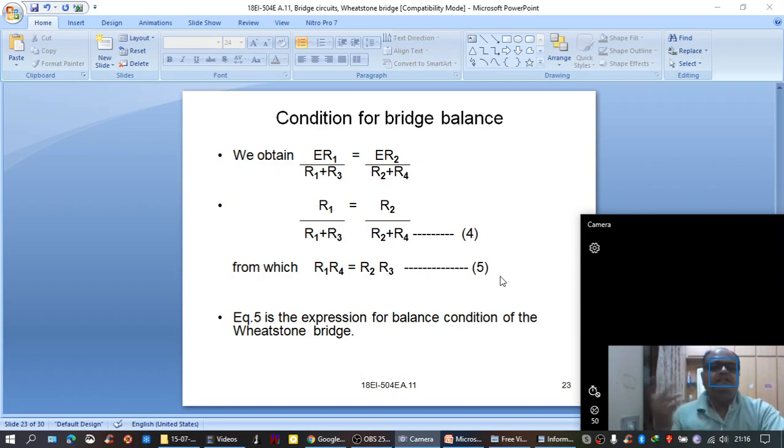This can be directly obtained from the basic equation we have derived for bridge balance, that is Z1 Z4 equal to Z2 Z3, because a Wheatstone bridge makes use of only resistances in place of impedances. Z1 replaced with R1, Z4 replaced with R4, Z2 replaced with R2, and Z3 replaced with R3 forms the condition for bridge balance.